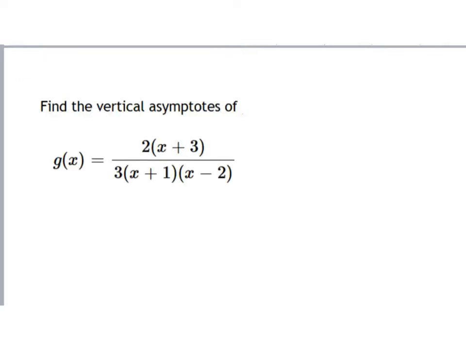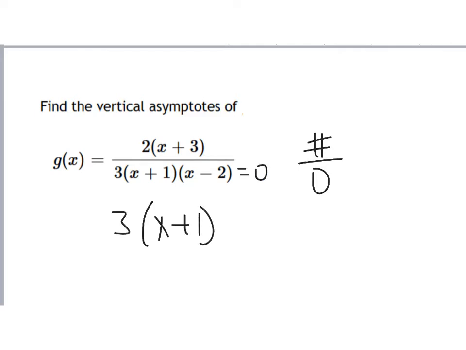Okay, so now let's learn a little bit of terminology here, and maybe you already know this. I know that I can't divide by 0. So if some number is divided by 0, that number isn't in the domain, and that's where the vertical asymptotes happen. So all you really have to worry about is the denominator. Basically you're asking yourself, where does 3 times x plus 1 times x minus 2 equal 0? Well, the 3 doesn't really matter, because it's a constant, and we could divide both sides by it.